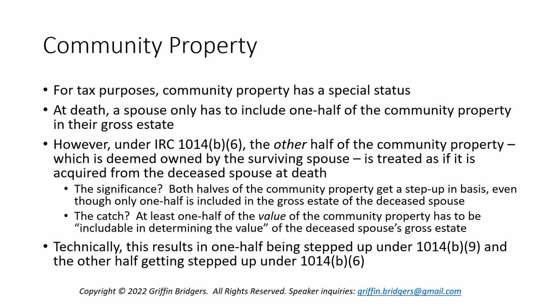So the catch here is that at least one half of the community property has to be includable in determining the value, quote unquote, of the deceased spouse's gross estate. We'll talk about the significance of that and whether that's a rabbit hole towards the end of today's presentation, but the outcome here is that this results in technically one half of any asset being stepped up under 1014(b)(9) and the other half getting stepped up under 1014(b)(6) if that asset is community property.